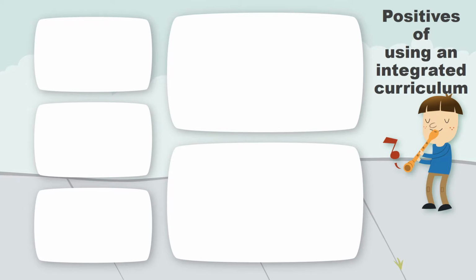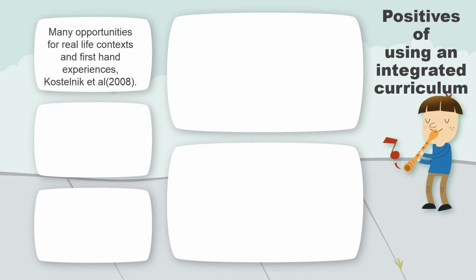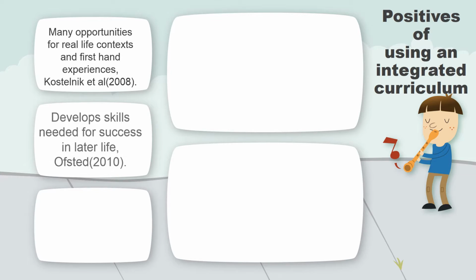Positives of using an integrated curriculum. Kostelnik et al. explain that teaching through a theme that is of interest to the children creates many opportunities for first-hand experiences in the classroom. Piaget would agree with teaching through first-hand experiences as he believes children learn through doing.